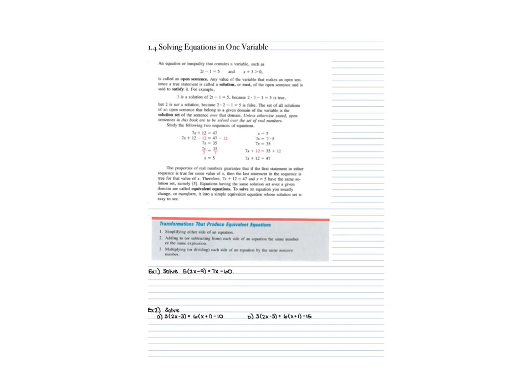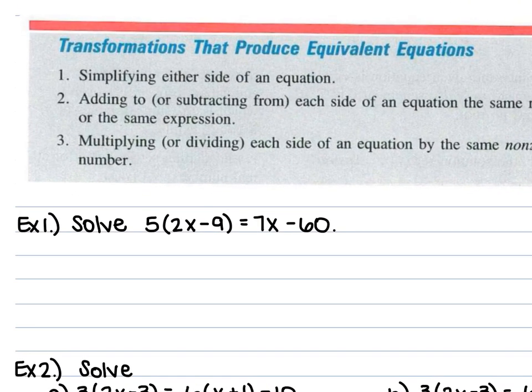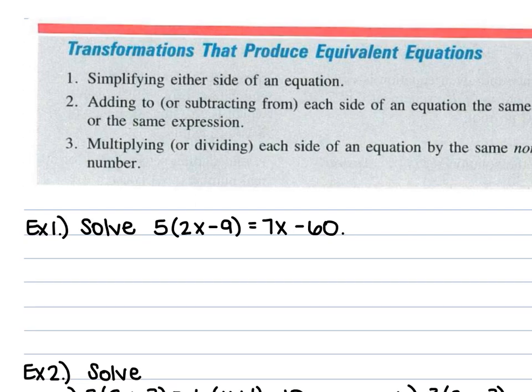One for solving equations in one variable. When we're solving equations in one variable, we want to make sure we get the variables on one side of our equation so that way we are solving for it. If we look at example 1, we have 5 times 2x minus 9 is equal to 7x minus 60.